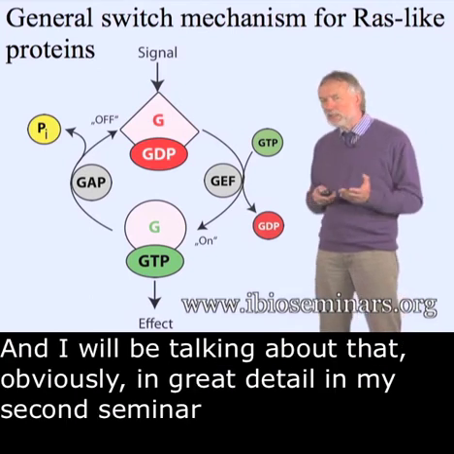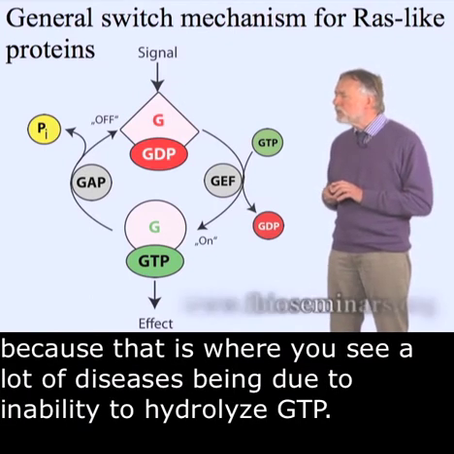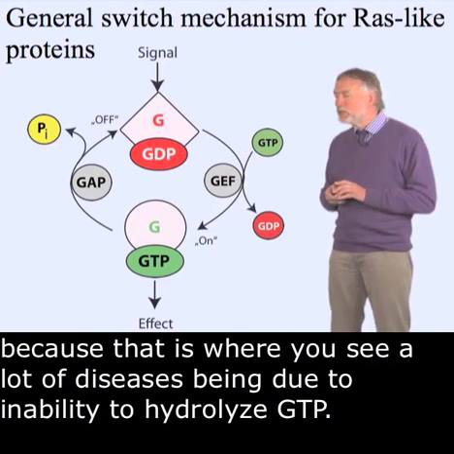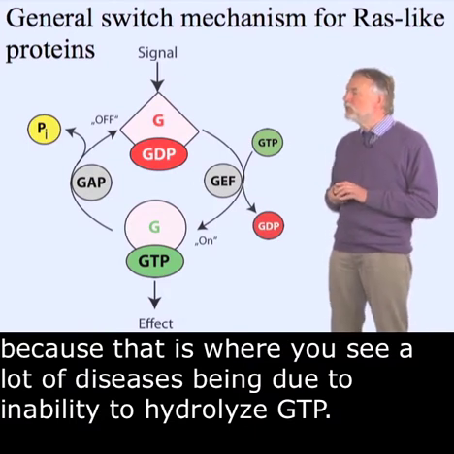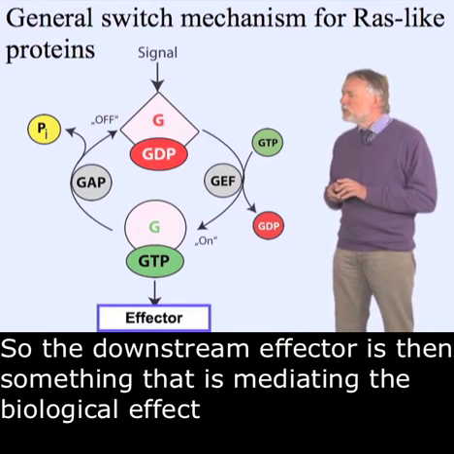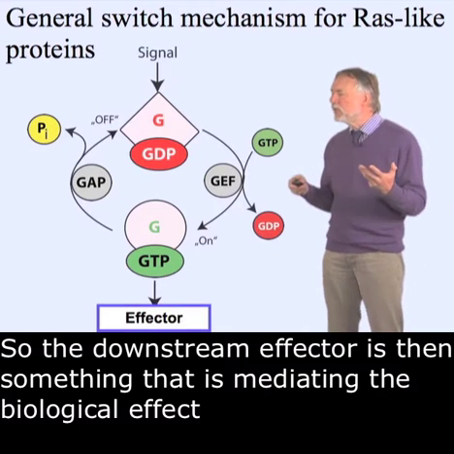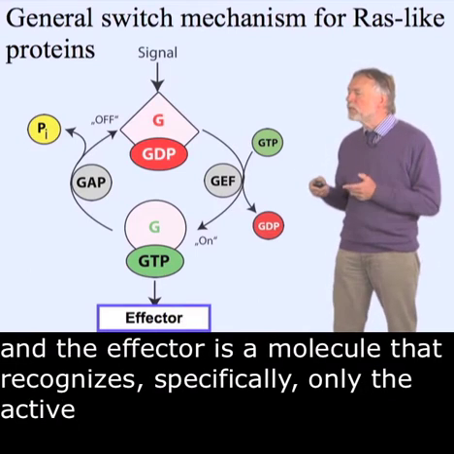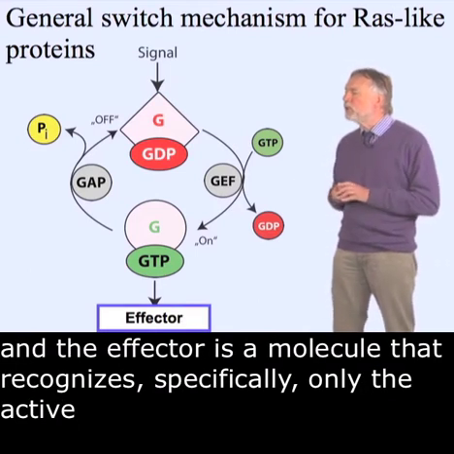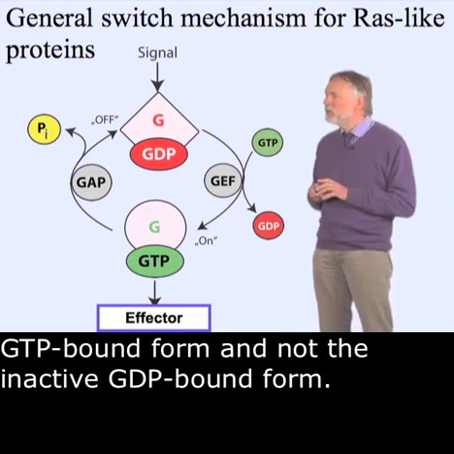I will be talking about that in great detail in my second seminar, because that is where you see a lot of diseases being due to inability to hydrolyze GTP. The downstream effector is then something that mediates the biological effect. An effector is a molecule that recognizes specifically only the active GTP-bound form and not the inactive GDP-bound form.